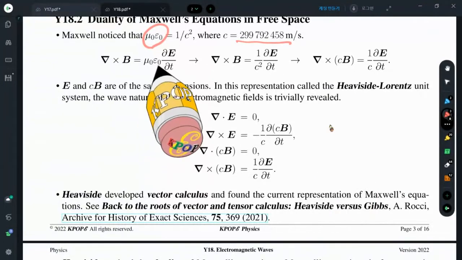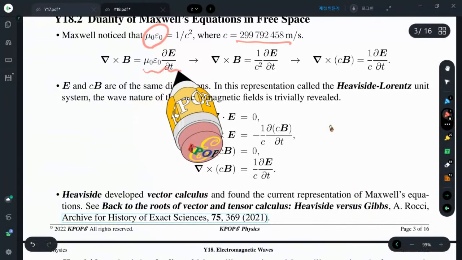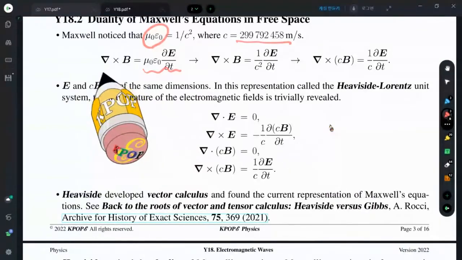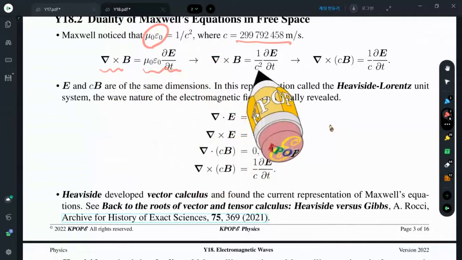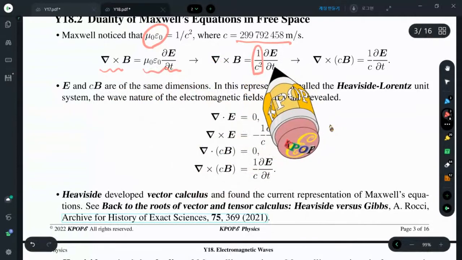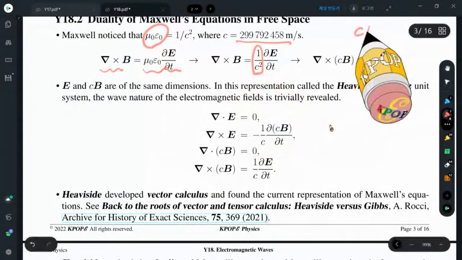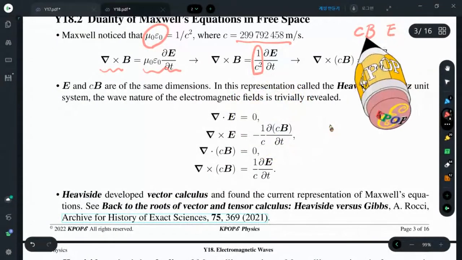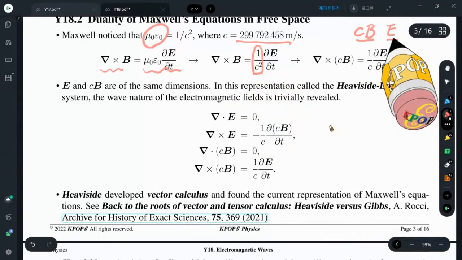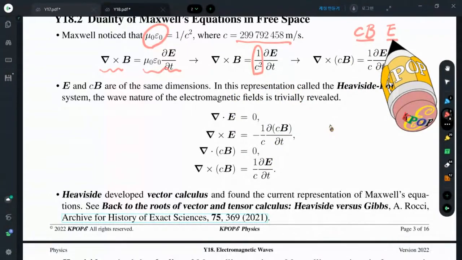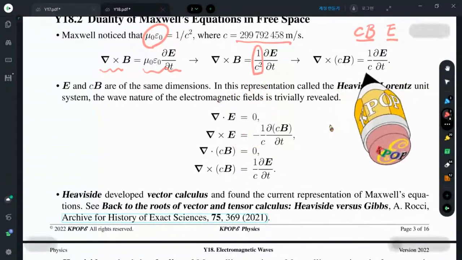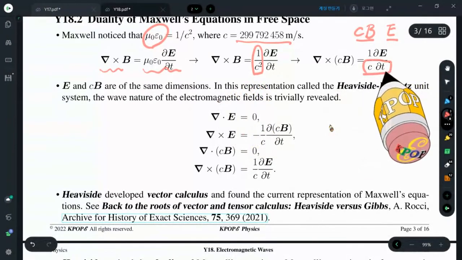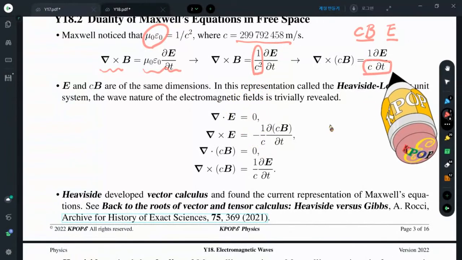That is the postulate of Einstein's special theory of relativity. Now, the displacement current contribution only survives in the Maxwell-Ampere's law. From here, using this constraint, we find it is 1 over c squared times the time derivative of electric field. Because cB and E have the same physical dimensions, we multiply the speed of light to the magnetic field. Then the time derivative becomes c times the time derivative.